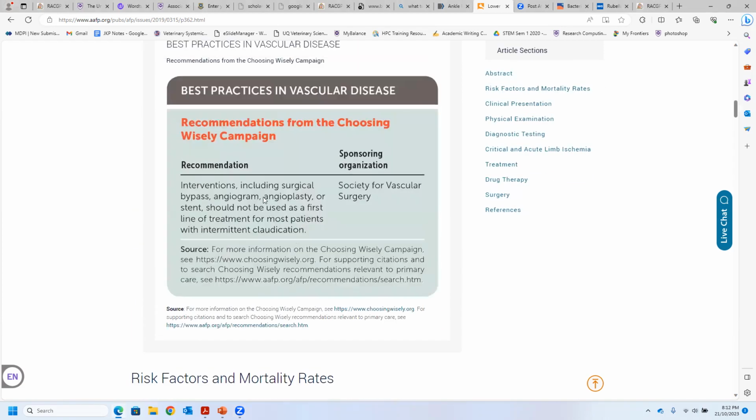But interventions, including surgical bypass, angiogram, angioplasty, or stent should not be a first line for most of the patients with intermittent claudication. Intermittent claudication happens in chronic limb ischemia, not in acute limb ischemia, okay?